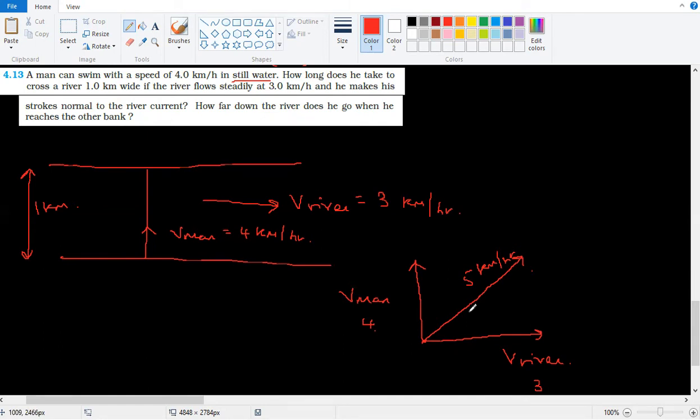Let's see, they've given you the distance as 1 kilometer. So the displacement on this side is 1 kilometer. The speed in this direction is 4 kilometers per hour, which means I can find the time taken. You know that velocity is equal to distance by time. So I'm talking about the y direction. Velocity in the y direction is equal to distance in the y direction divided by time taken.